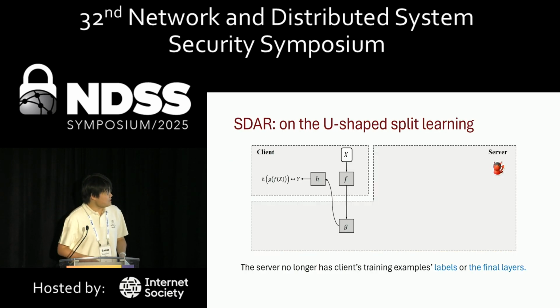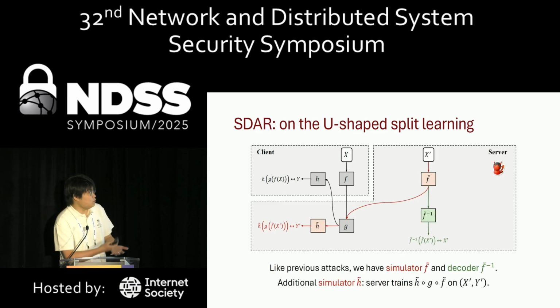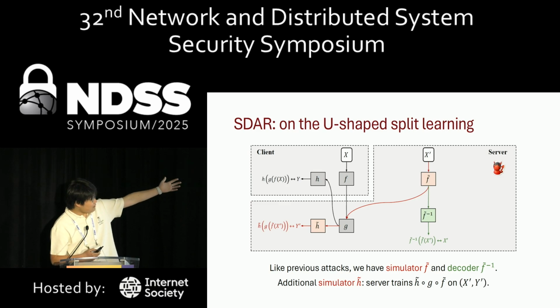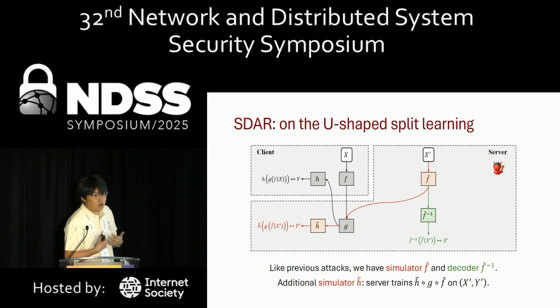So what about the U-shaped SL? For U-shaped SL, the server no longer has the client's training examples, labels, or the final layers of the model. So now we really try to attack both things. We need to attack X, and we need to attack Y. So we have the same idea. We have this auxiliary dataset X prime, Y prime, so we still need to train a simulator model, right? So now we need two simulators. Because we don't have F, we don't have H, so the server will have to introduce the simulator tutor F and the simulator tutor H, so that this tutor F, G, tutor H thing can classify X prime to Y prime. And again, if the simulator works just like what the client had, then you can decode tutor F. Then if you have a decoder that can decode tutor F, we hope that it can also decode F.